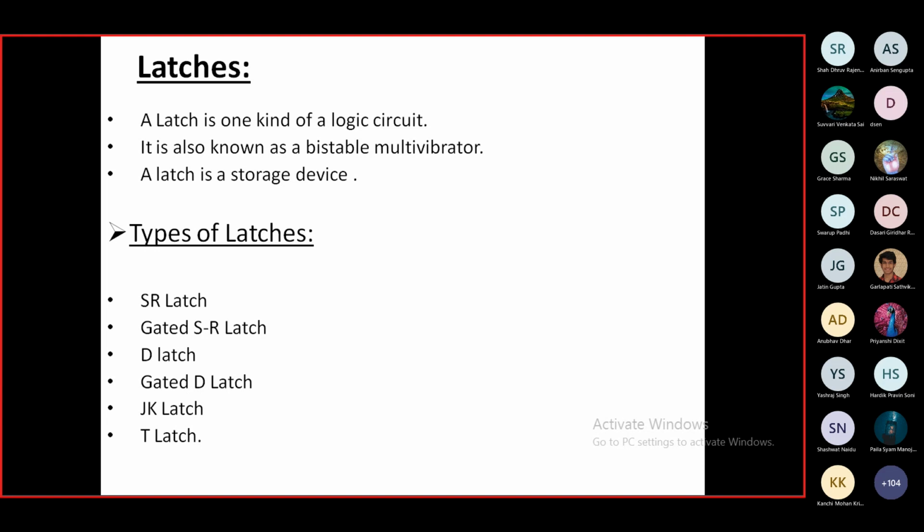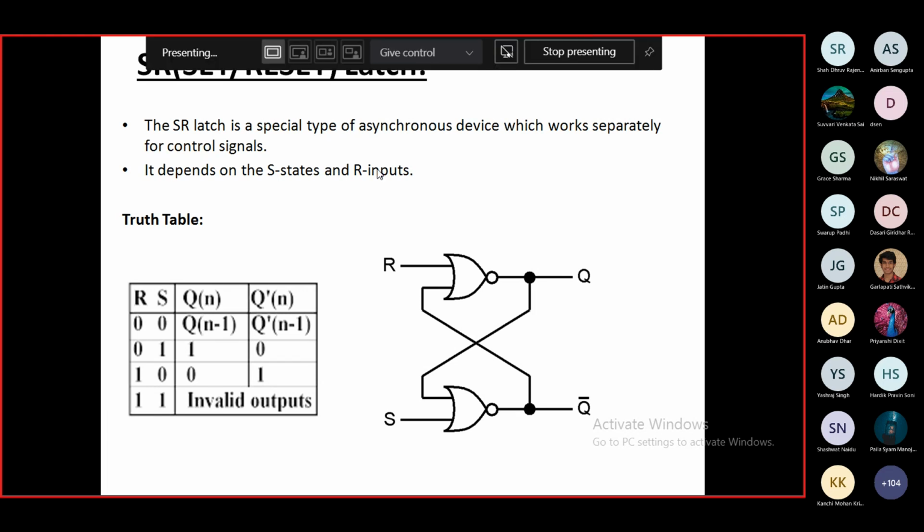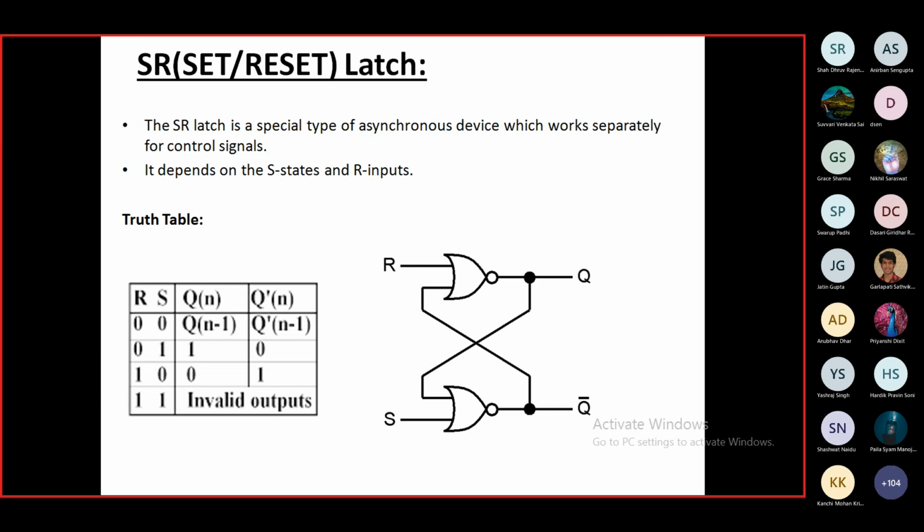So there are different types of latches we have. The first one is the SR latch, and then gated SR latch, then D latch, gated D latch, and JK latch. So now we will see what is the SR latch. Here S stands for set and R stands for reset.